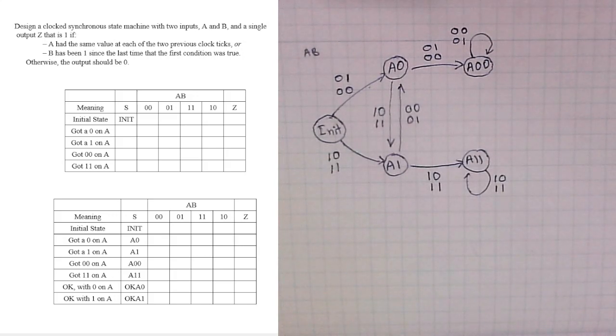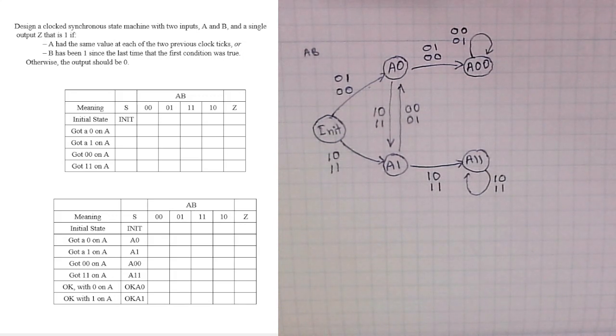Welcome. So this is another sequential logic circuit design exercise taken from John F. Wakerly's book. Here we have to design a state machine with two inputs and a single output. The two inputs are A and B, and if we take two consecutive ones or two consecutive zeros in our A, we will set our output as 1.